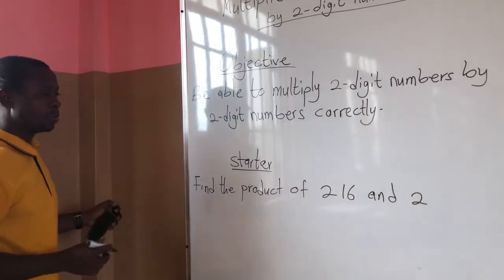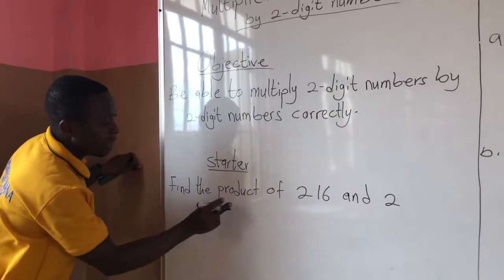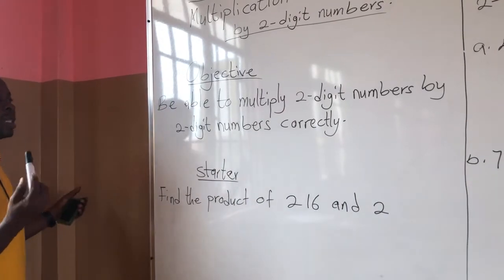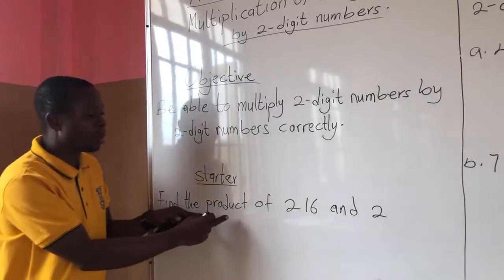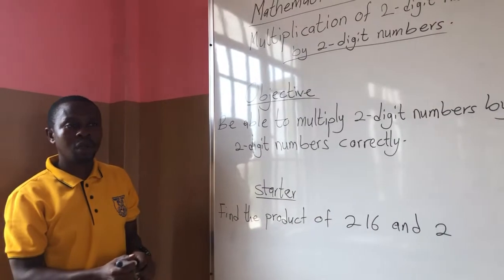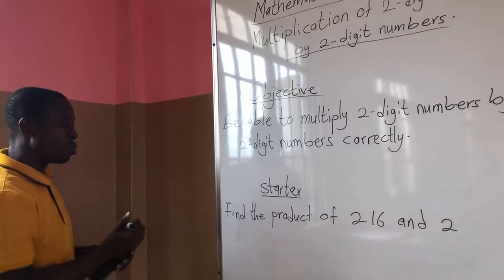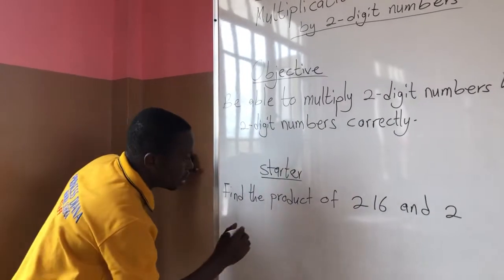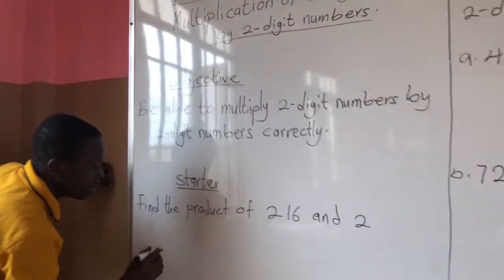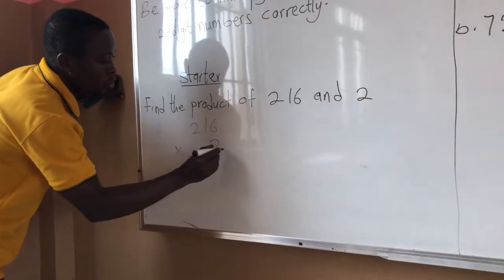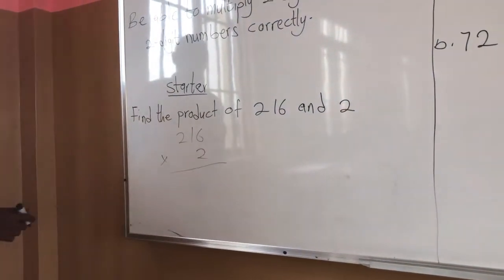Let's try this and see. Find the product of 216 and 2. We learned in our previous lesson that when we are talking about product, we are talking about multiplication. We are talking about times, multiplication, and product. So let's continue quickly. We have 216 times 2. Now we start.